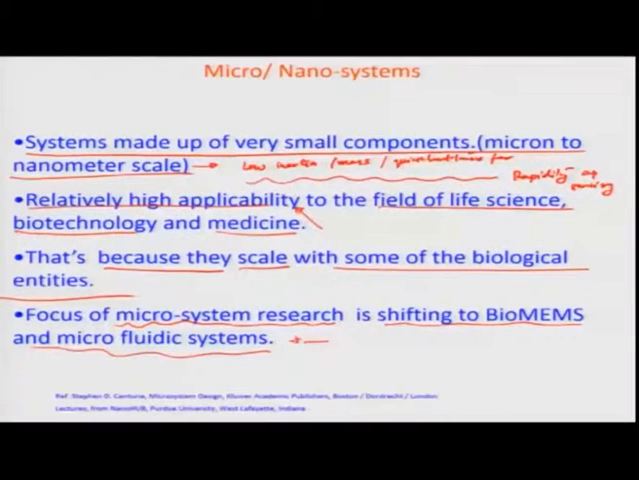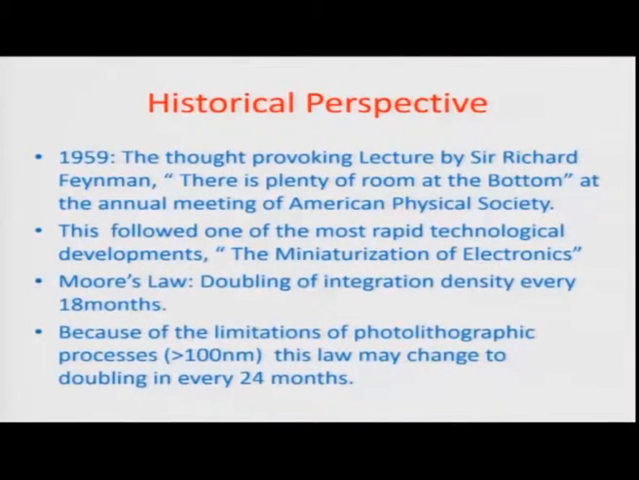And we will give, in a very nicely presented manner, what are the channels and some of the challenges which will be faced operating things at this particular scale. So, when we talk about micro nano systems and historically look into where it all started from, it really started from this very thought provoking lecture all the way back in 1959 by none other than the great physicist Sir Richard Feynman. The name of the lecture is "There is Plenty of Room at the Bottom."